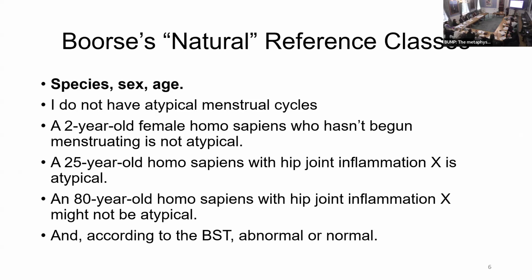To illustrate those: I don't have atypical menstrual cycles relative to the sex reference class, but if I was a different biological sex, then I might. A 2-year-old female Homo sapiens who hasn't begun menstruating is not atypical. A 25-year-old Homo sapiens with joint inflammation of degree X may be atypical. And an 80-year-old Homo sapiens with hip joint inflammation of degree X might be statistically typical. According to the BST, these are going to be cases of abnormality or normality, depending on the typicality.